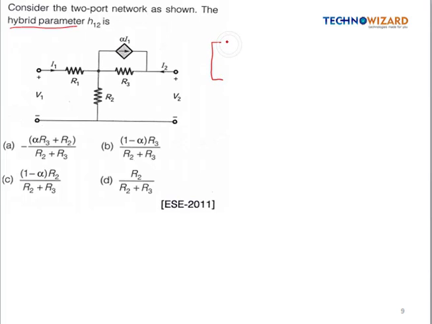V1, I2, oh sorry, this will be I2, which is equal to the h parameter.